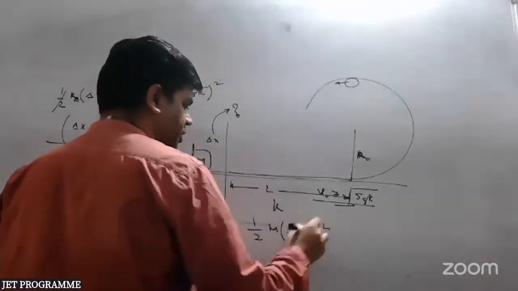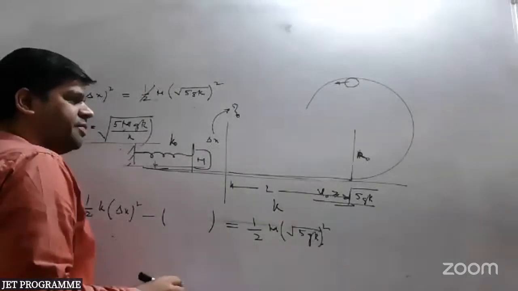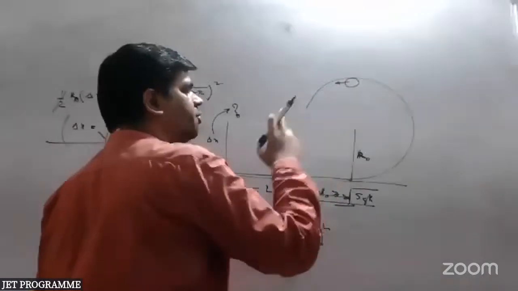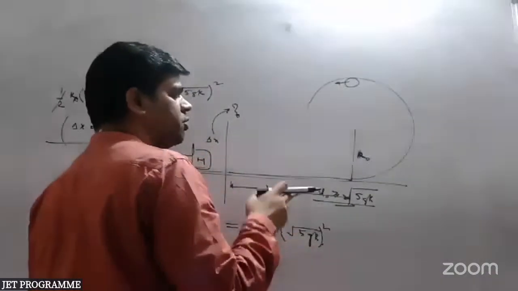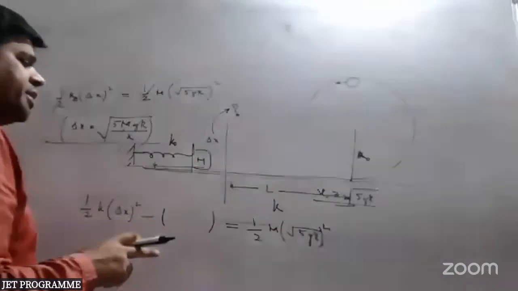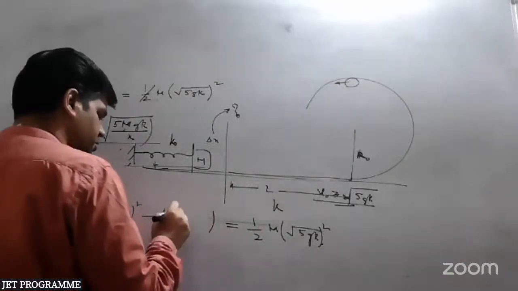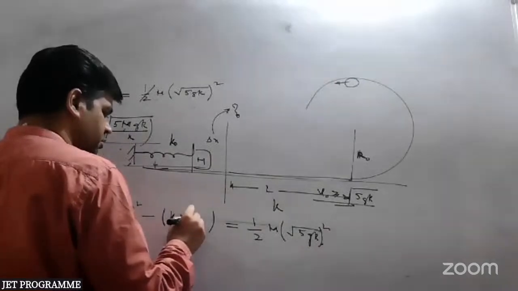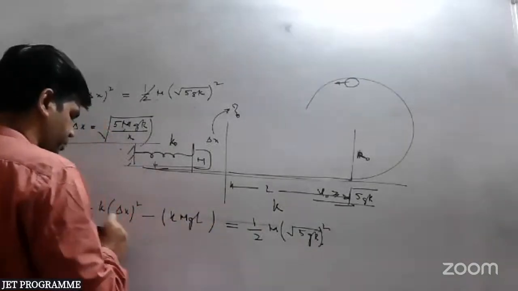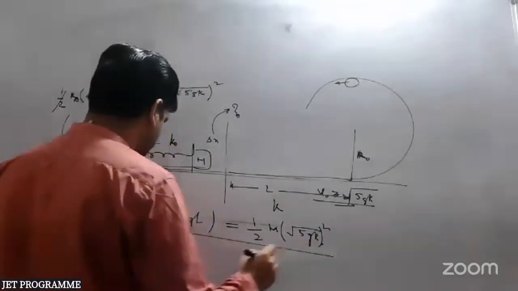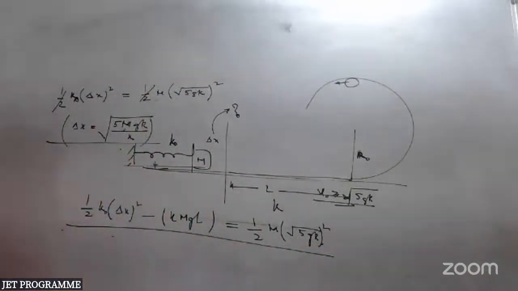root 5 gr square. Why am I substituting root 5 gr every time? Because we have derived that root 5 gr is the minimum velocity for it to completely loop the loop. So velocity should be greater than or equal to root 5 gr. So what is the loss due to friction? Mu mg L. That's it. Solve for delta x. That's the answer.